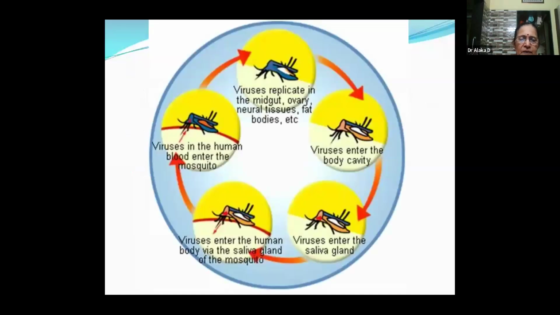When the mosquito bites, the virus in the human blood enters the mosquito. The virus replicates in the midgut, ovary, neural tissues, fat bodies, etc. That means the virus is replicating in almost all organs of the mosquito. Virus enters the body cavity. Then the virus enters into the salivary gland. And when the mosquito bites the human being, the virus is inoculated into the human body.